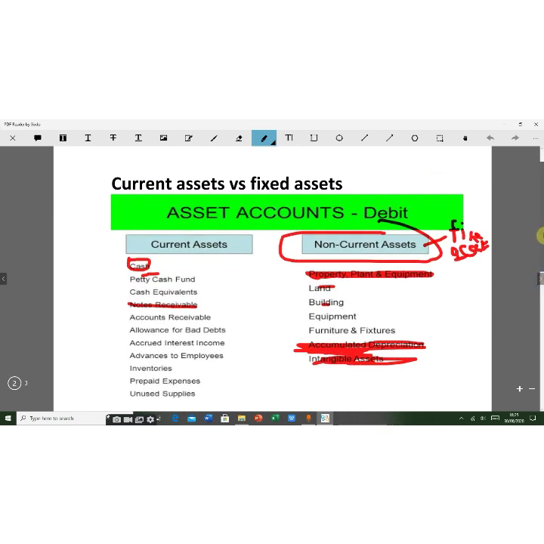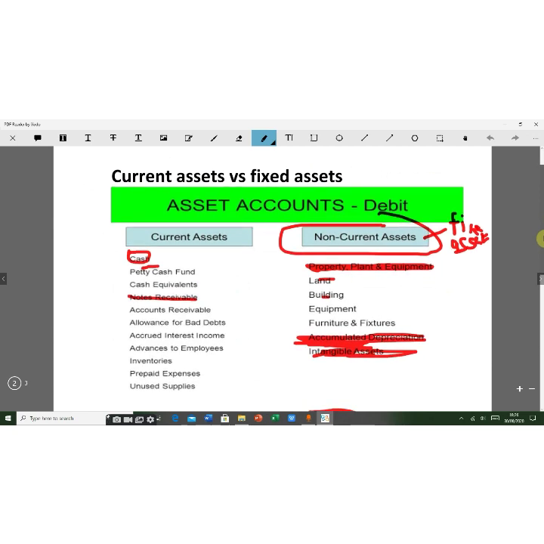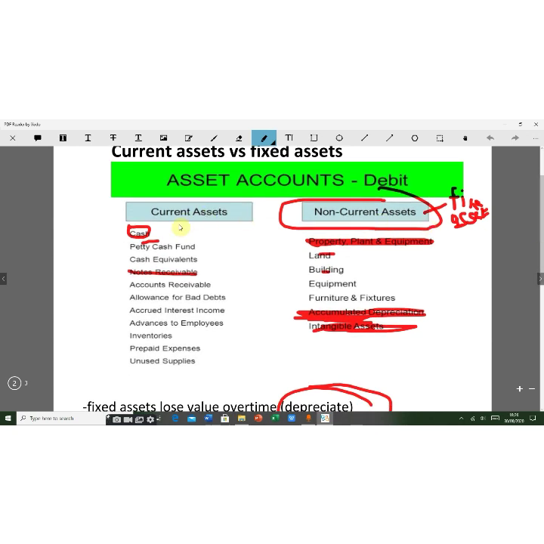Now we have under assets, current assets and fixed assets. So there's a difference between current assets and fixed assets. Current assets include cash, petty cash, cash equivalents, accounts receivable, allowance for bad debts, accrued interest income, advances to employees, inventories, prepaid expenses, unused supplies. And then non-current assets include land, building, equipment, furniture.